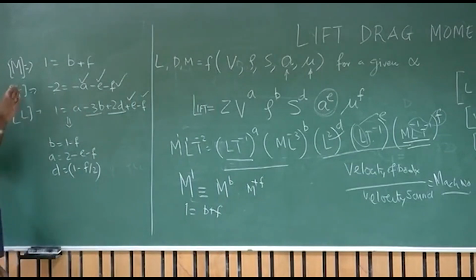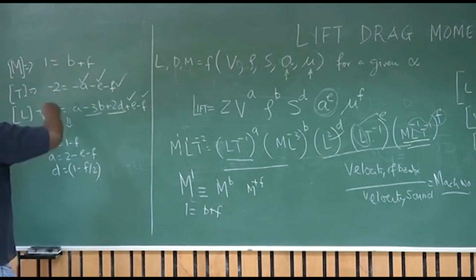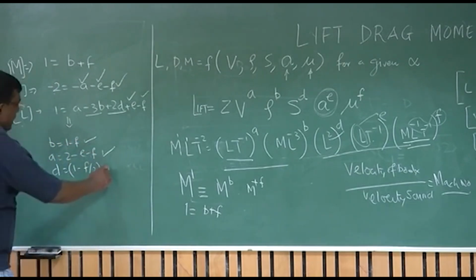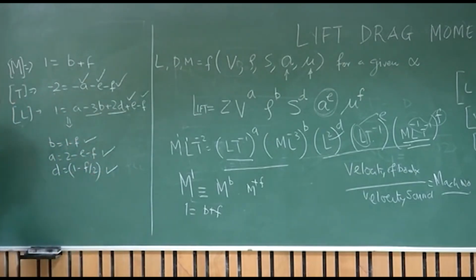Right? This is by comparing the exponent of dimension M, T and L. Now if I do some rearrangement, I can show that B equal to 1 minus F, A equal to 2 minus E minus F, and D equal to 1 minus F by 2.